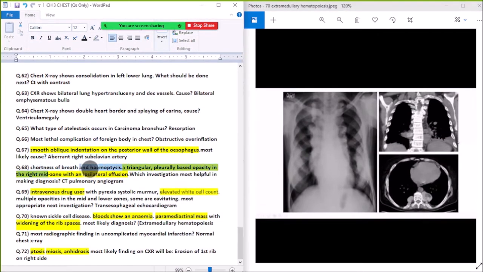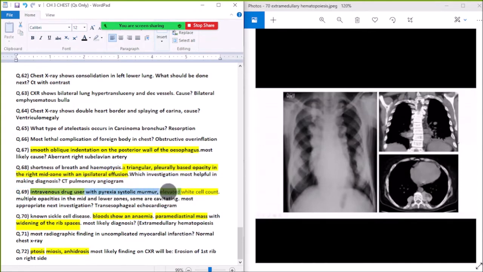68. Shortness of breath and hemoptysis, a triangular pleural-based opacity in the right mid-zone with pleural effusion. Which investigation will most likely help in making the diagnosis? CT pulmonary angiogram, because we suspect pulmonary embolism.